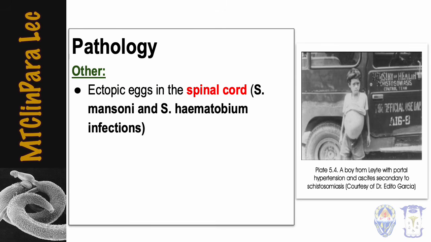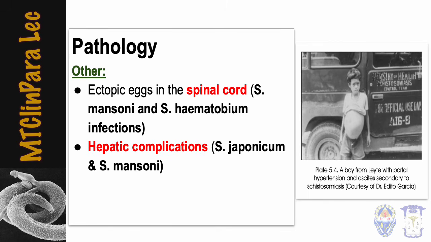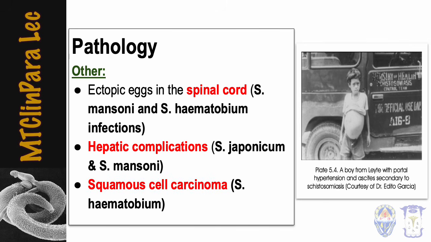For other pathology, ectopic eggs may also be dislodged in the spinal cord of patients where an allergic reaction happens. If there is an allergic reaction, there is inflammation and granuloma formation within the area. This is associated with S. mansoni and S. haematobium. For hepatic or liver complications, this is associated with S. japonicum and S. mansoni. And other sources say that for S. haematobium, this may also predispose the patient to squamous cell carcinoma.